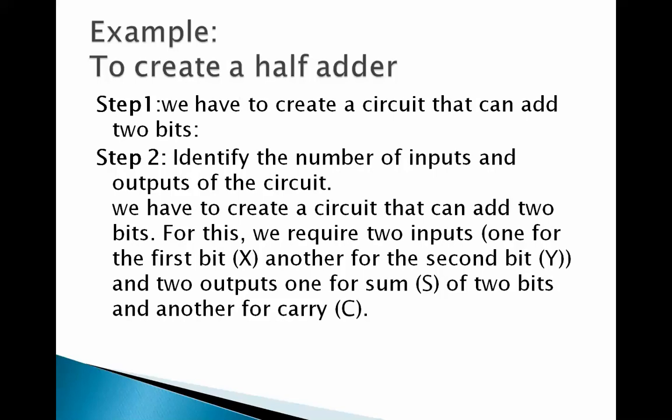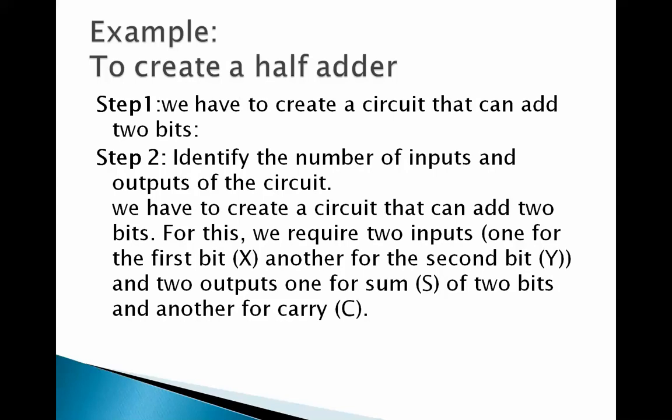When we add 0 to 0, it will be 0. When we add 0 to 1, that will be 1 without carry. When we add 1 with 0, the sum will be 1 without any carry. But when we add 1 and 1, that will be 10, which is 2. But 0 will be the sum and 1 will be the carry bit. So here we have to save the carry bit as well.